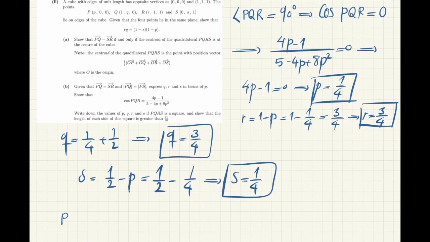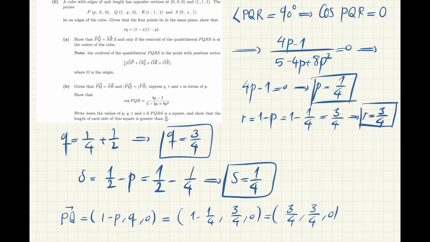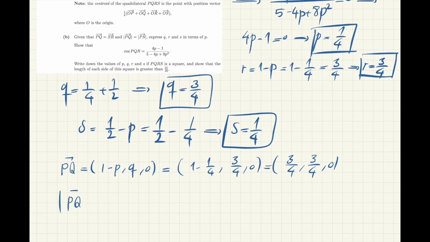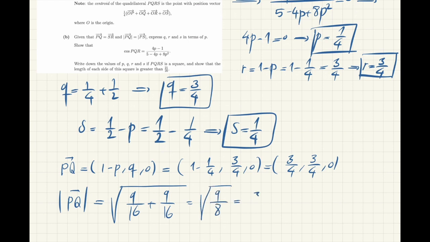The vector PQ is Q minus P, which is (1 minus p, q, 0). Now I know the value for q and I also know the value for p, so I put them here. It becomes (1 minus 1 over 4, 3 over 4, 0), so it becomes (3 over 4, 3 over 4, 0). Now I am interested in the length of this vector, which is the length of the side of my square. It becomes the square root of 9 over 16 plus 9 over 16, which is the square root of 9 over 8, which becomes 3 over 2 square root of 2. So that is the length.